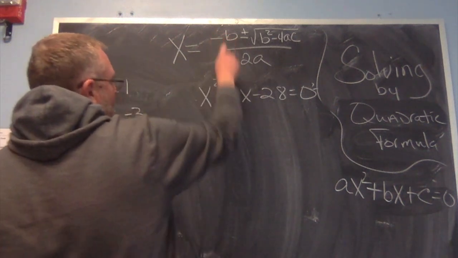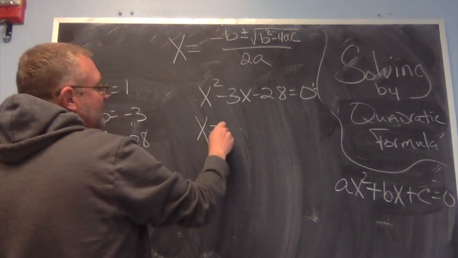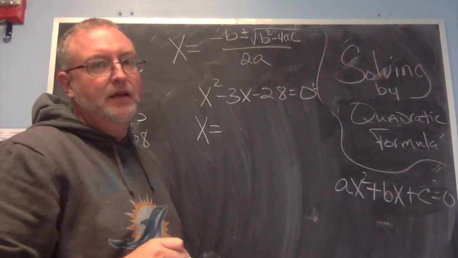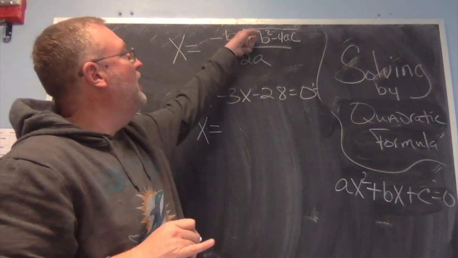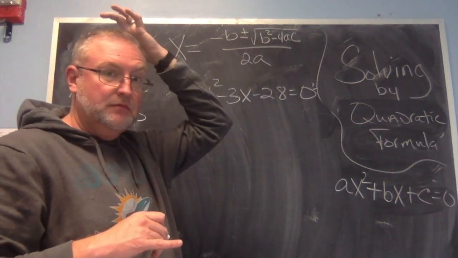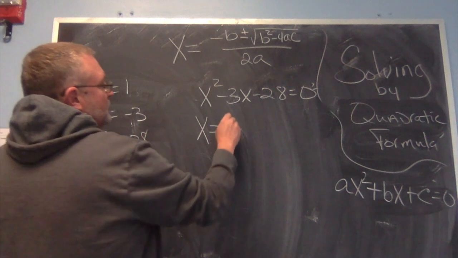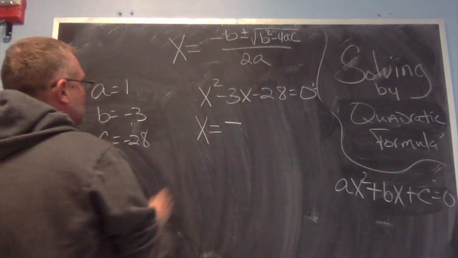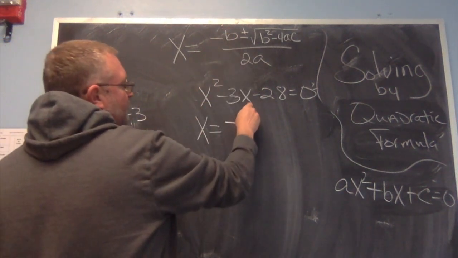So let's go back up here and write our formula. X equals, now you're going to have to do it twice, because you're going to have to use the positive and work it out, then use the negative. So, we have x equals a negative whatever b is. What is b? B is -3.